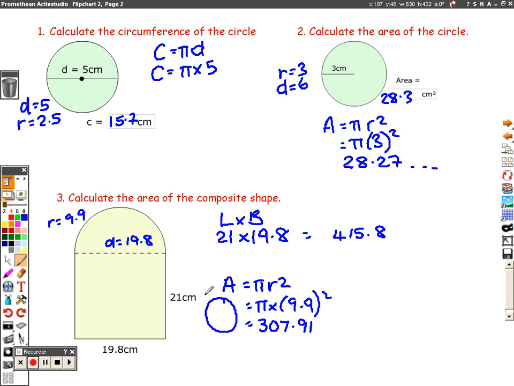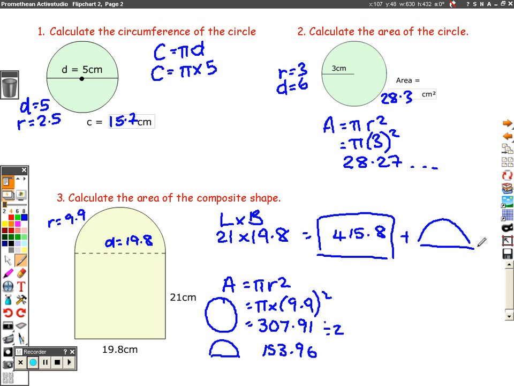Now, that's for a full circle. You're not looking at a full circle, you're only looking at half of the area of the circle. So you've got to divide that answer by 2, which gives you 153.96. Add the area of your rectangle to the area of your semicircle to get a total area of 569.8 centimeters squared to one decimal place.